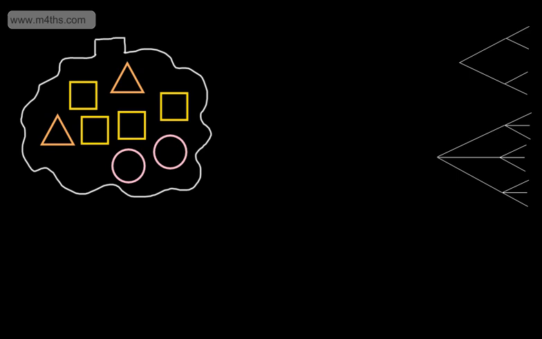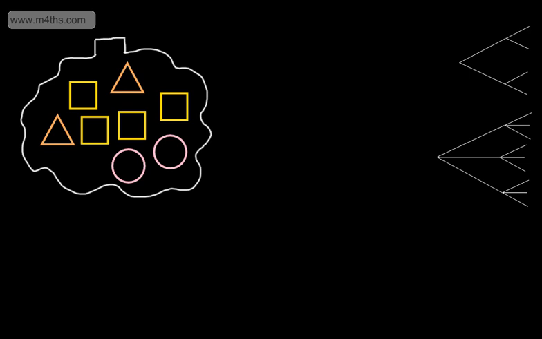In the last video, we looked at the AND rule for independent events. We said two events were independent if the outcome of one didn't affect the outcome of the other. We're now going to move on to dependent events, or conditional probabilities.